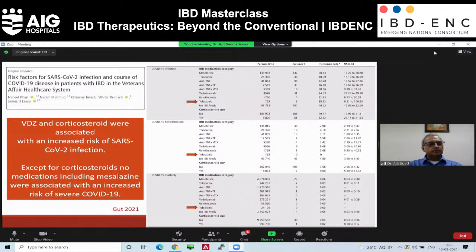Now coming to the impact of various IBD drugs on two points: one, acquiring SARS coronavirus 2 infection, and two, the severity of disease. The various drugs which have been studied include anti-integrins, anti-TNF agents, JAK inhibitors, and steroids. This data is from the Veterans Affairs Healthcare System, and they reported that the risk of SARS coronavirus 2 is more in patients who are on steroids and who are on vedolizumab, while the risk of having a severe disease is more with patients on steroids as compared to tofacitinib. So that's a bit reassuring.